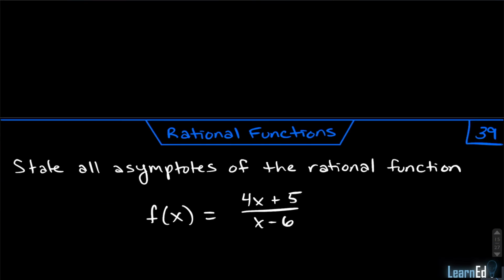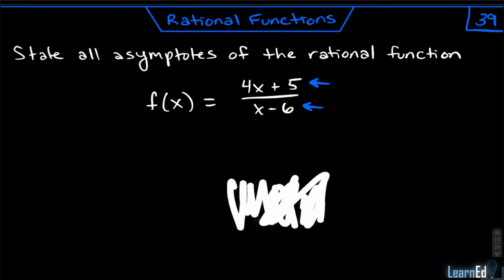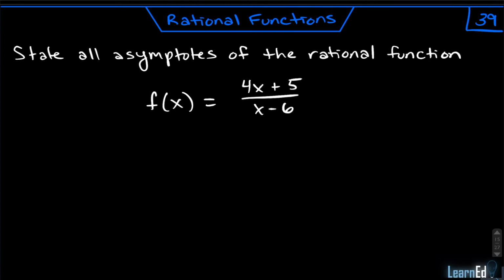Okay, so moving on to our next section, we're talking about rational functions. Basically, a rational function is just a polynomial over a polynomial. Here we have 4x plus 5, that's a polynomial, and x minus 6 is a polynomial. Another example would be 2x squared plus 4x plus 6 over x squared plus 3x plus 5. So that's what a rational function is. And for this problem, we want to state all the asymptotes of this rational function.